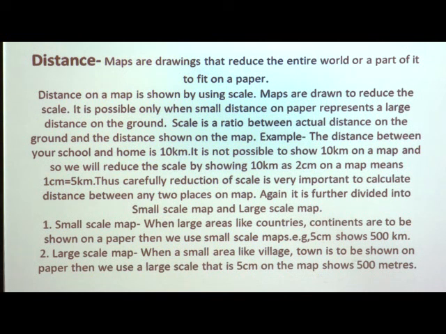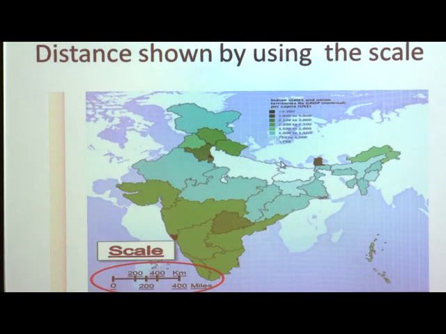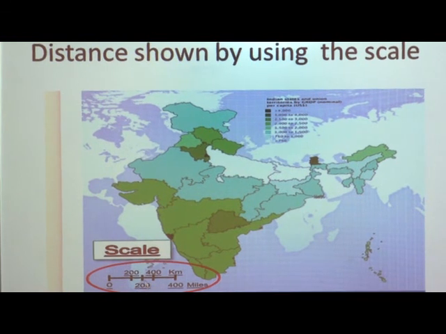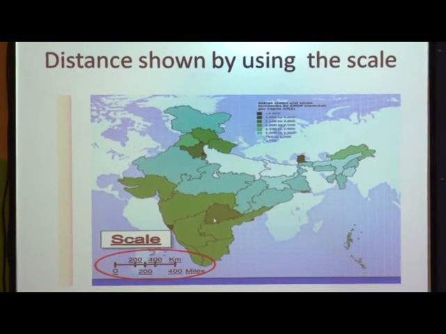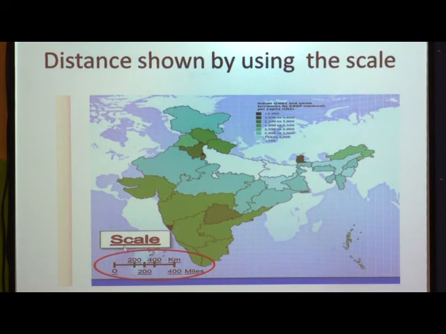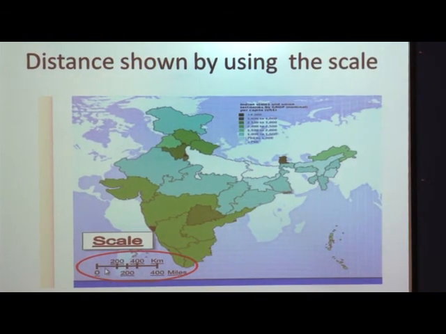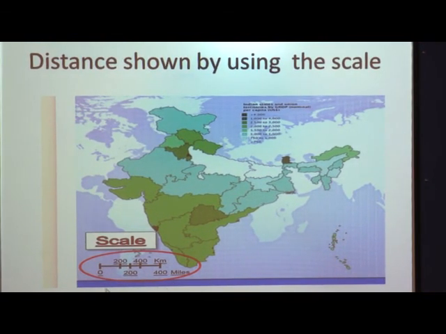So this was the difference between small scale map and large scale map, and why distance is important and why scale is important. Scale is very important on maps. See children, you may find the scale given like this. Whenever you see a map, you will find the scale given like this, in miles or kilometers. This is what we call scale.